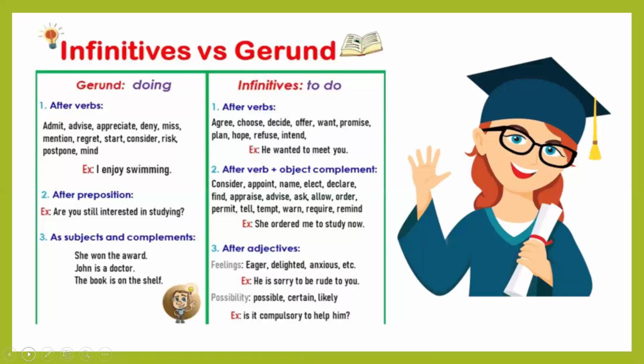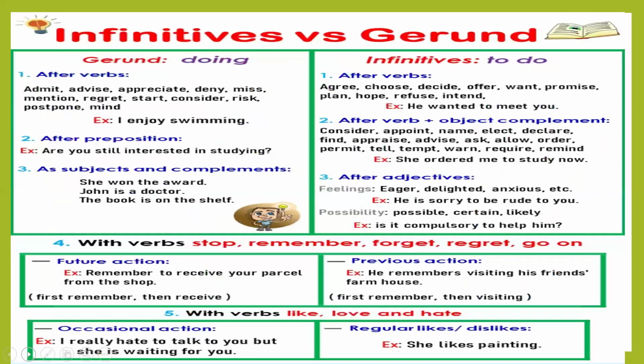So, infinitive versus gerunds after verbs. The verbs followed by gerunds are admit, advise, appreciate, deny, miss, mention, regret, start, consider, risk, postpone, mind. Gerunds also come after prepositions, and as subjects and complements. Infinitives come after verbs, after verb plus object complements, after adjectives, and after feelings and possibilities. So these are how we use infinitives versus gerunds.